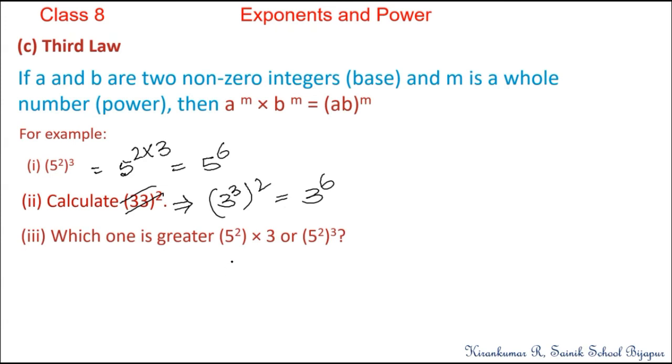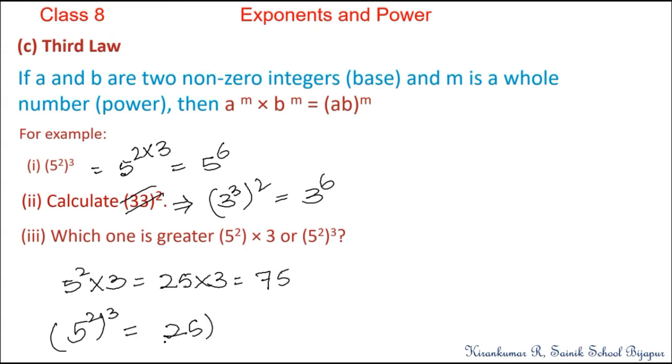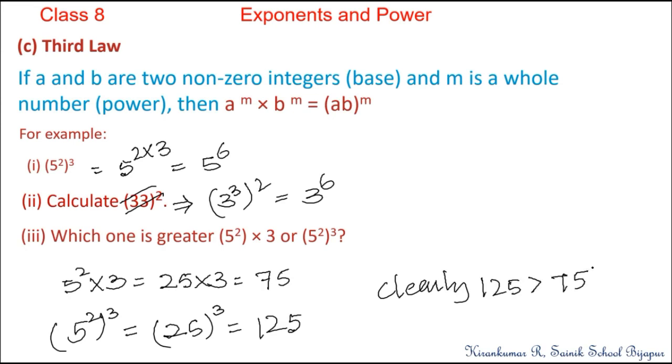Which one is greater? If you look at 5 square into 3, the meaning is this 25 is multiplied to 3, which is 75. 5 square whole to the power 3, the meaning is 25 is cubed. So 25 is multiplied 3 number of times, we get it as 125. Clearly, 125 is a larger number than 75. Therefore, 5 square whole to the power 3 is larger compared to 5 square multiplied with 3.